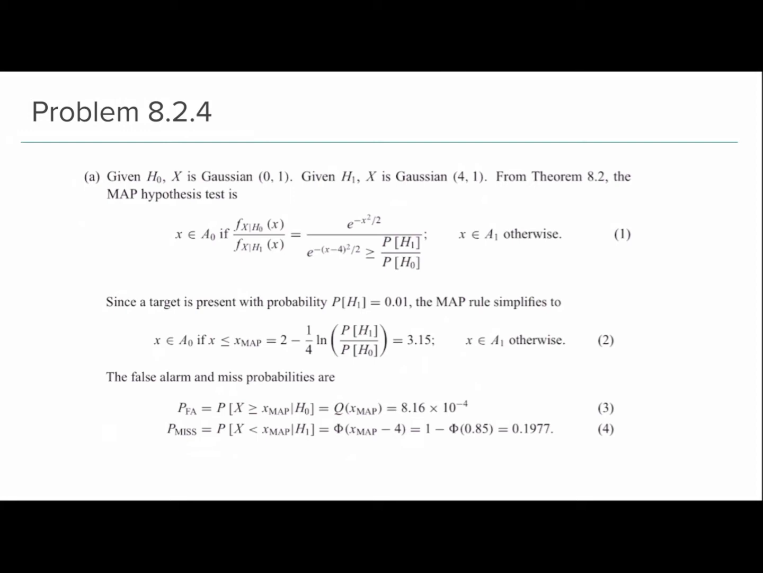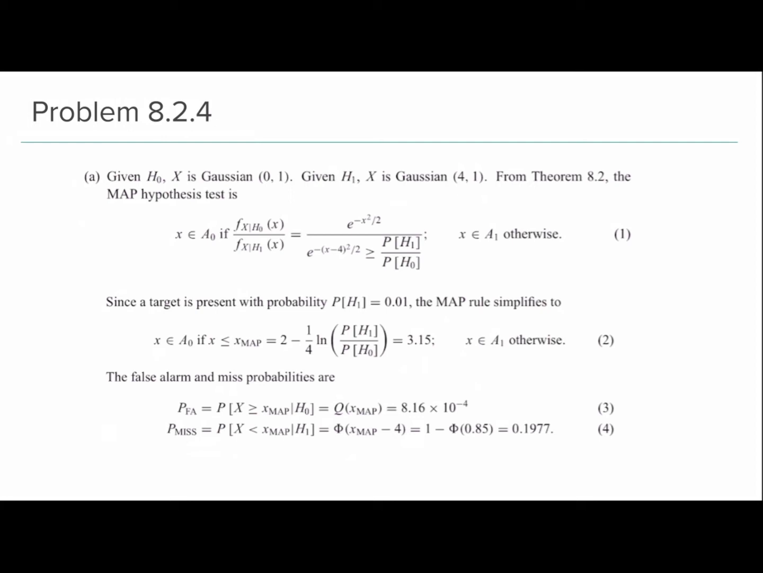Now we'll take ln on both sides, so we'll get minus 4 times (x minus 2) should be greater than or equal to ln of P of h1 divided by P of h naught. Taking minus 1 by 4 to that side, x minus 2 should be less than or equal to minus 1 by 4 ln of P of h1 divided by P of h naught, and taking 2 to the other side, x should be less than or equal to 2 minus 1 by 4 ln of P of h1 divided by P of h naught.